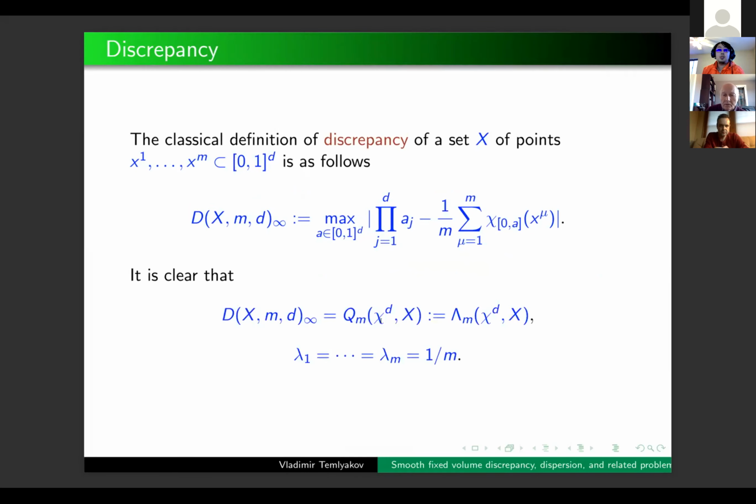And this concept clearly coincides with the previous notations, with the upper bound, the worst error of numerical integration for the whole class, for this class, chi-d. And in other notation, this is lambda_m, where lambda is a cubature formula with equal weights 1 over n. Just look at this notation. This is x, the set of points, and m is the number of points there. So clearly x kind of duplicates, but anyway, d is the dimension. And the norm in which we measure the error is given here.